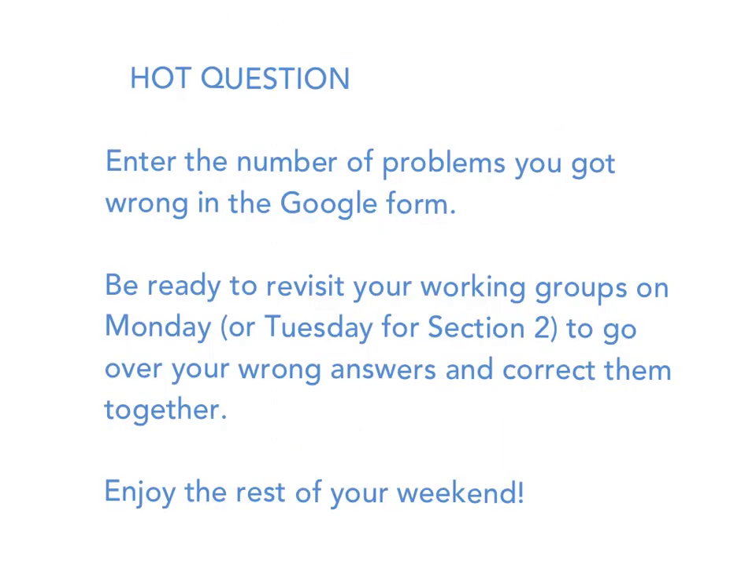Now we are at our hot question. For your hot question, what you need to do is enter the number of problems you got wrong in the Google form. So if you got 3 problems wrong, you would put a 3 as your answer for the Google form. On Monday or Tuesday for section 2, be ready to revisit your working groups to go over your wrong answers and correct them together.